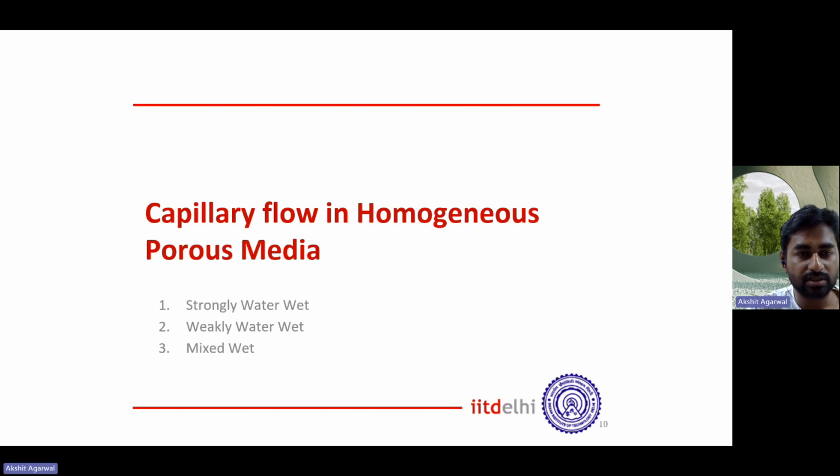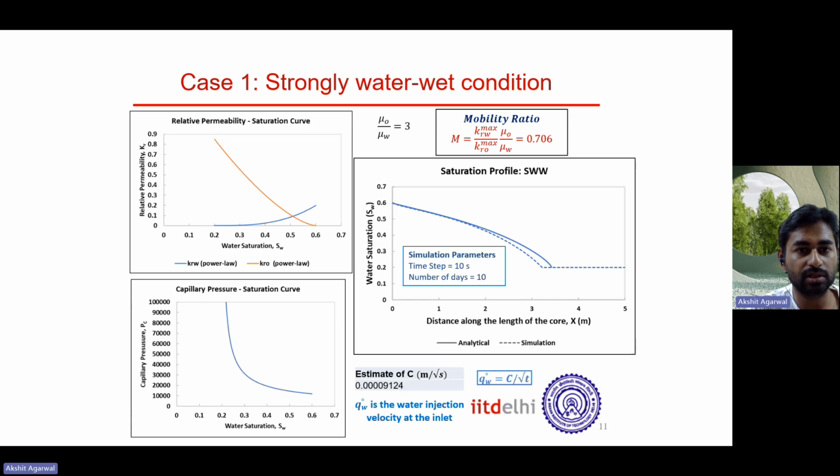Now I will discuss some of the results for capillary flow in homogeneous porous media for different wettability states. The first one is a strongly water wet condition. We input the arbitrary relative permeability saturation curve and capillary pressure saturation curve and use the viscosity ratio of 3 and the mobility ratio of 0.706.